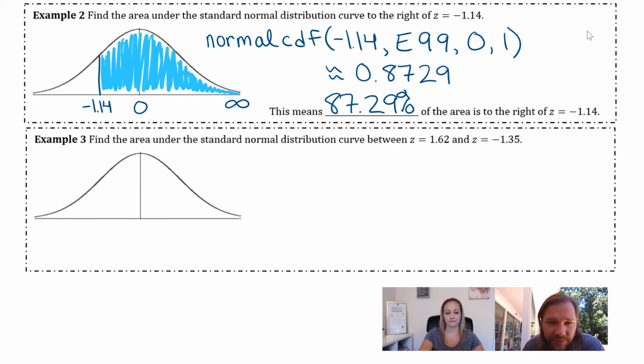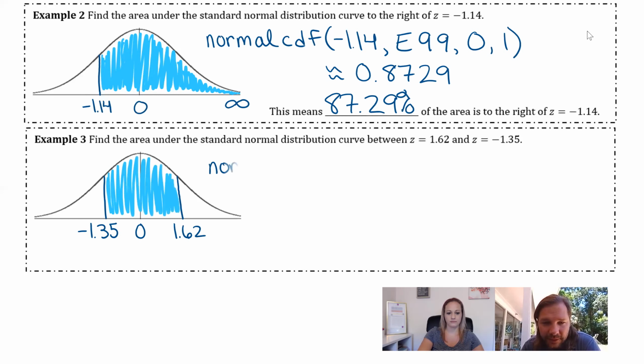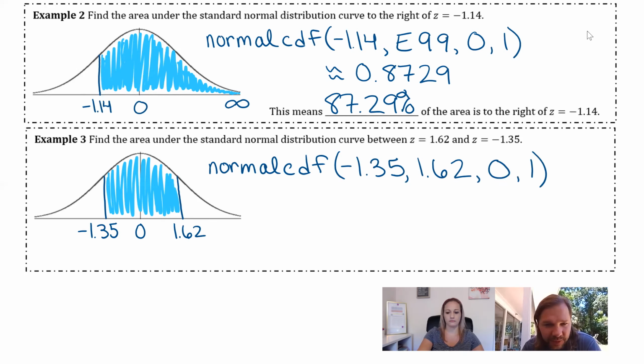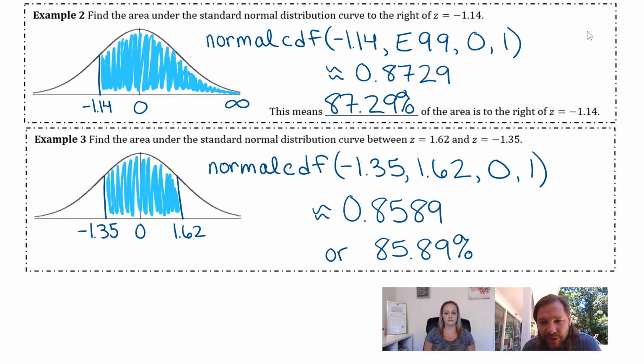And then example 3, rather than having to put in the E99 or negative E99, we have 2 bounds. So we're going to type in normal CDF of, and we want to put the left bound first. It's normal CDF of negative 1.35, and then comma 1.62, and then 0 and 1, and that will give us the area between those two scores. So it's that area shaded right there to the left. And that's 85.89% of the area under the bell curve fits between those two bounds, negative 1.35 and positive 1.62.